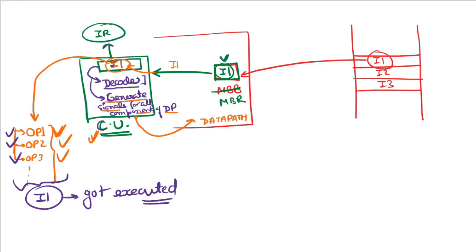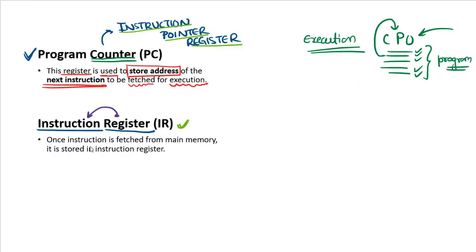So what is instruction register? Instruction register is a register that stores the instructions. Control unit will take instructions and do its processing from the instruction register. And MBR will send all the instructions that it gets to instruction register.